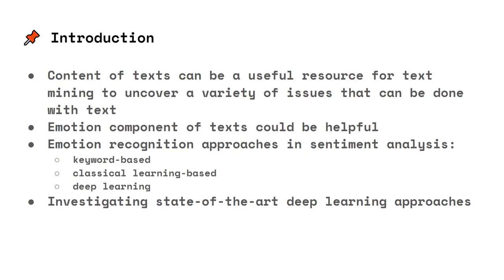The next one is classical learning based. It's just machine learning. For example, we can remember one of the most popular algorithms for classification, support vector machines, which is used for classification not only of images, but can also be used on text for emotion recognition. And the last one is deep learning.